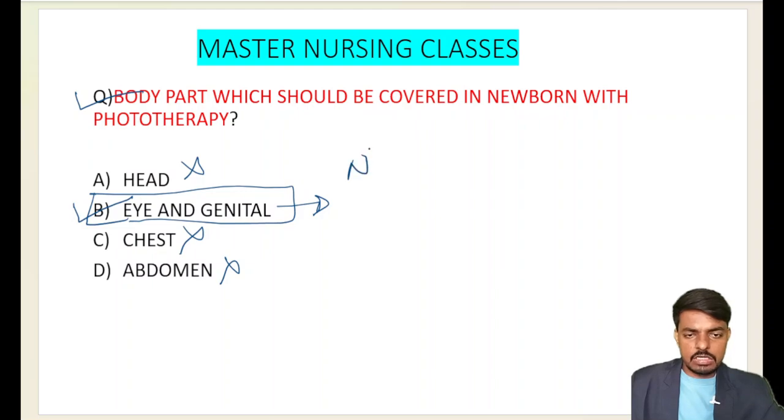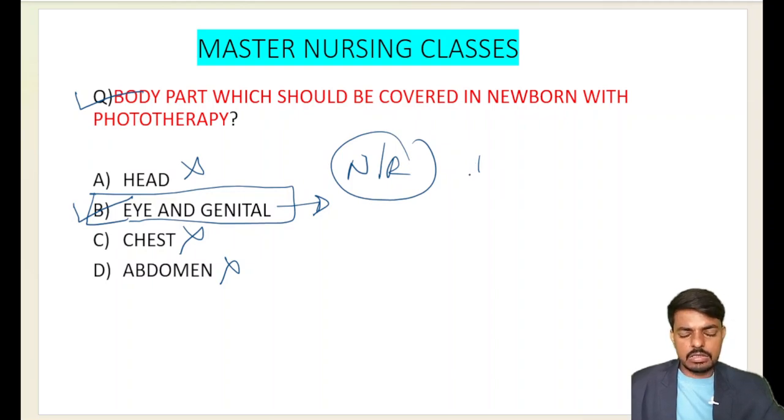And what are the other nursing responsibilities? Change the position of the patient frequently and ask for breastfeeding every 2 hours or on demand. Whenever the baby asks or cries, you will encourage breastfeeding because there is a chance of dehydration, and you will expose every body part thoroughly except the eyes and genitals. So we will cover the eyes and genitals with gauze pads.